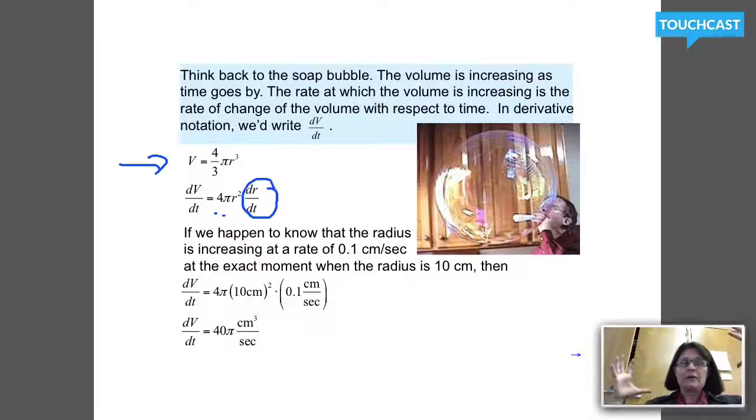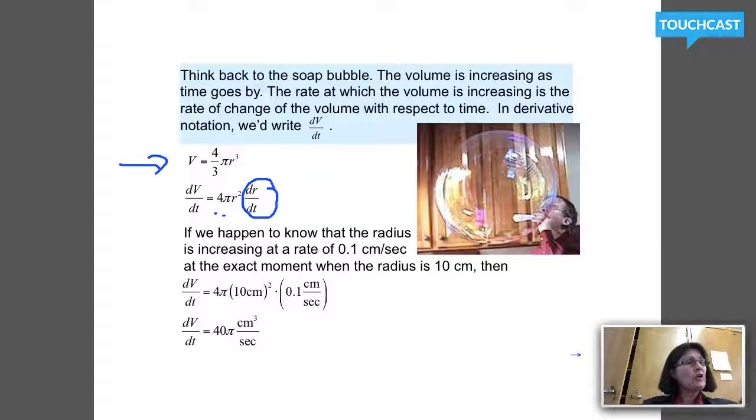Really, the radius keeps going, right? But we're going to freeze it in time for just like half a second so we can stop and think about it. If at that moment the radius is 10 centimeters, I know dr/dt, the rate at which the radius is changing with respect to time, is 0.1 centimeters per second. I can now compute how fast the volume is changing at that moment. Spoiler alert, it turns out that half a second later, it's changing at a different rate. But at this one moment in time, I can freeze it and I can answer this question.